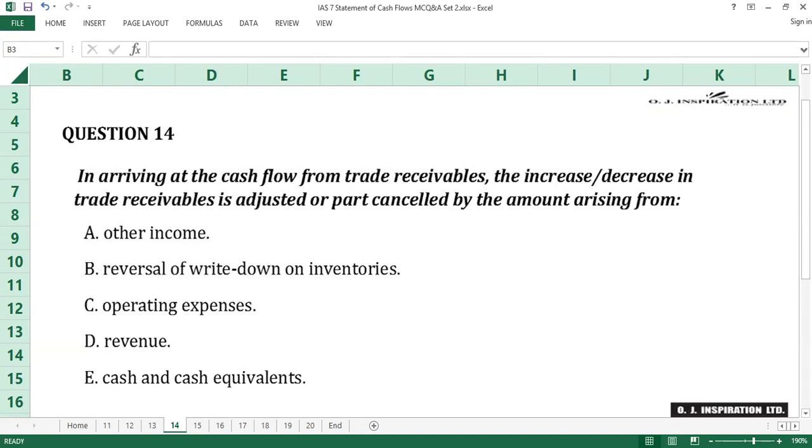Question number 14. The answer to question number 14 is D, revenue. The increase or decrease in trade receivables is adjusted with the amount of revenue to arrive at the cash flow from trade receivables and revenue. Some portion of revenue is cash or bank settled. The other portion comprises credit sales made in a period. The consideration of the total amount of revenue and the net increase or decrease in trade receivables reveal the cash flow from revenue and trade receivables. D is the answer to question number 14.